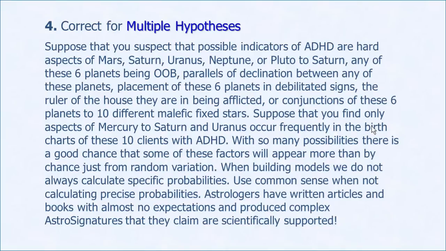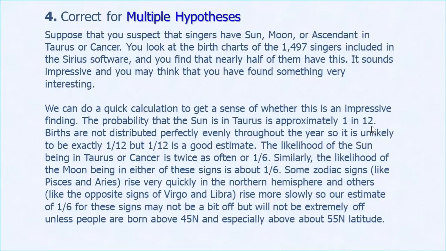There's even research where astrologers have written articles and books with an enormous number of expectations. In some cases, no expectations. They just run every possible thing through some kind of research software. Well, then if you run 100,000 different astrological things, you're easily going to get 1,000 astrological factors with a probability of less than 1 in 100. Okay, so you got the idea. You have to correct for multiple hypotheses.